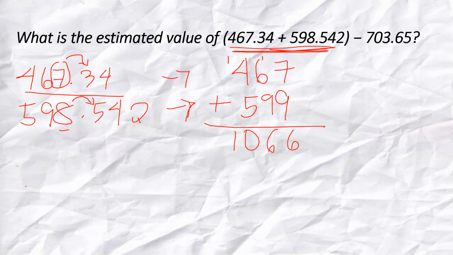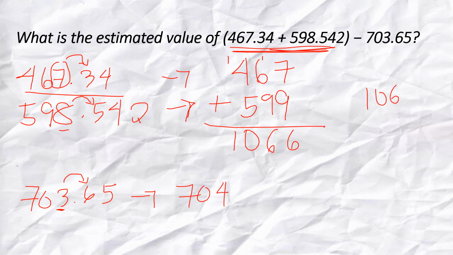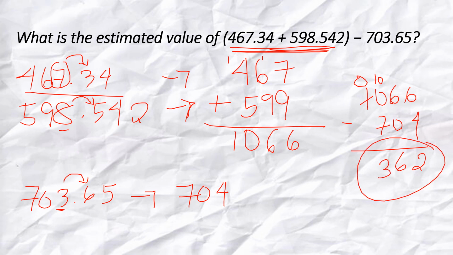1066. Next, round off 703.65 to the nearest whole number. This is 3. The number beside it is 6. So round up, it will become 704. Let us now subtract 1066 minus 704. 6 minus 4 is 2. 6 minus 0 is 6. 0 minus 7 is not possible. Borrow. This will become 0. This one will become 10. 10 minus 7 is 3. So the final answer is 362.